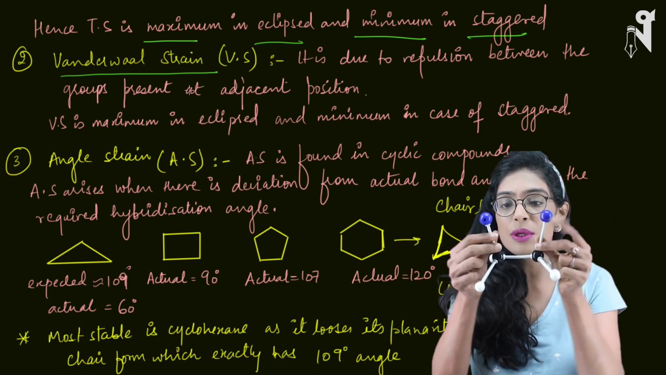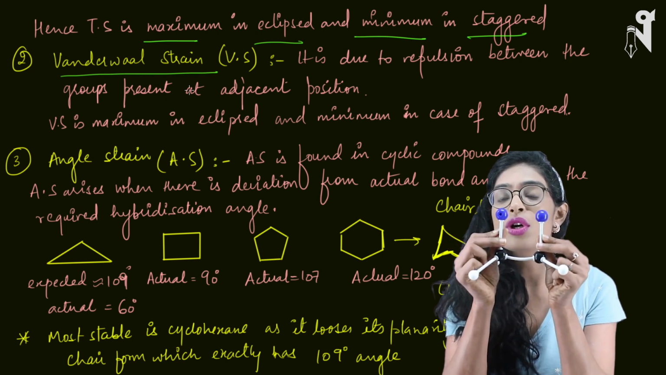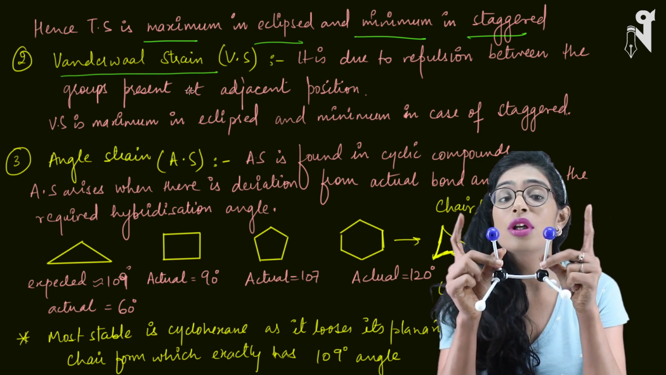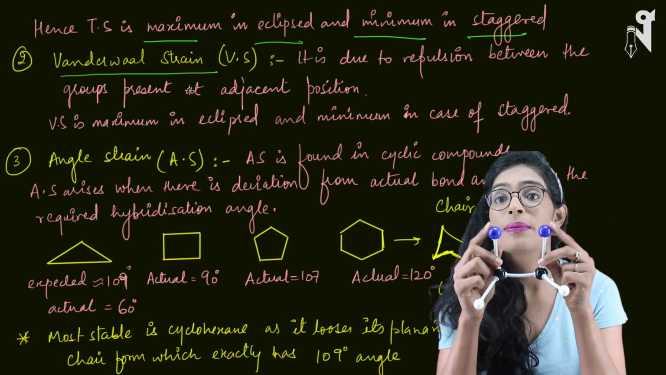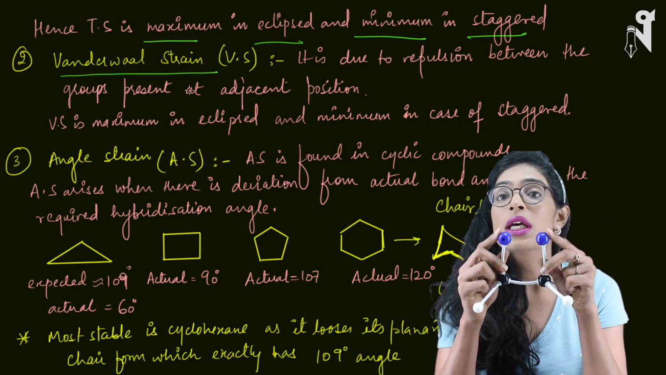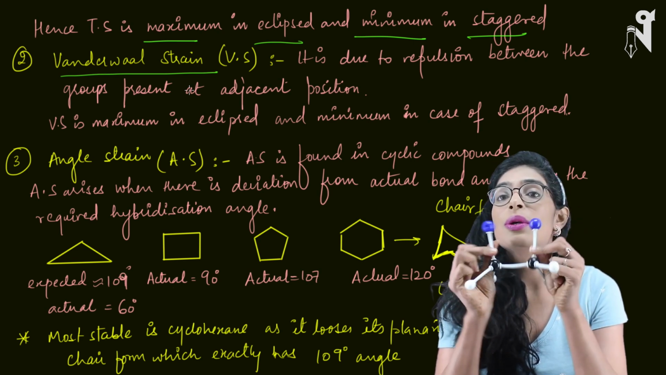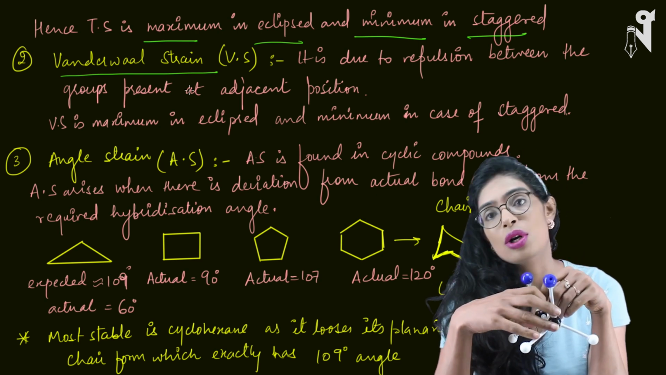So here the repulsion is between this and this in the case of torsional, whereas in the case of van der Waals the repulsion is between this and this. The repulsion between groups is van der Waals strain, and the repulsion between bond pair of electrons is the torsional strain.